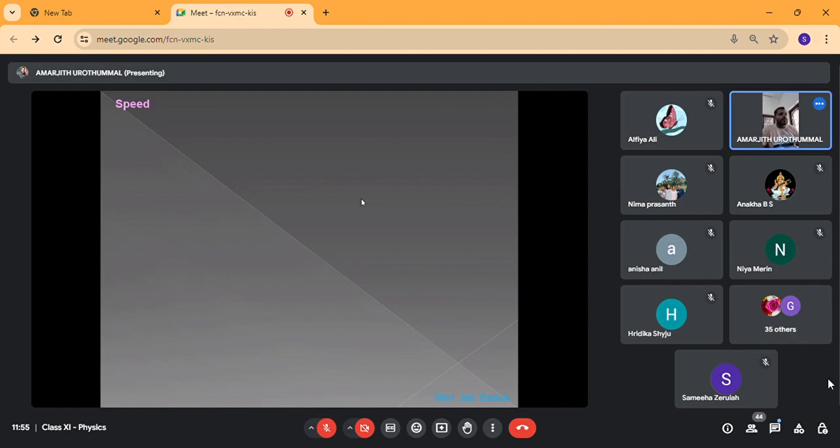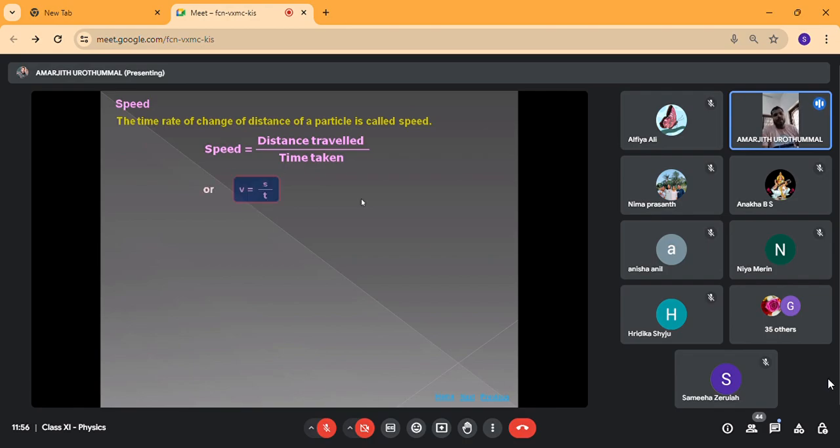Exactly. Correct. So to calculate speed, we need to know 2 things. First one, how much distance it is traveling, and second one, in what time it is traveling. So 2 things are important: how much distance traveled, and the time taken to travel. The rate of change of distance is called speed. The equation for speed is distance traveled divided by time taken. If the distance traveled we take as s, then s divided by t is the speed.